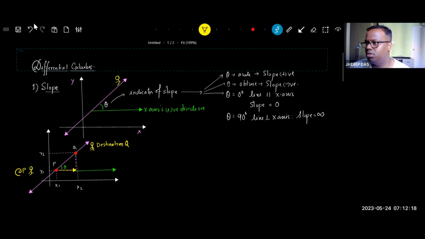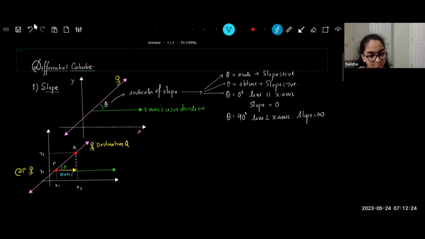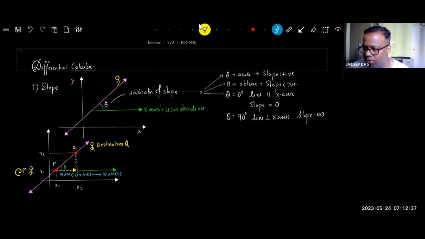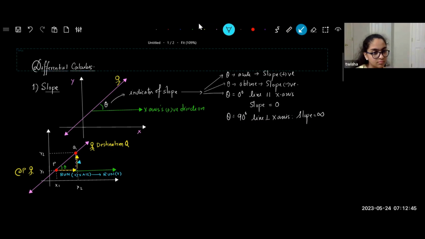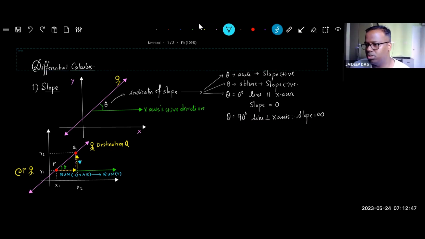So if you want to travel horizontal first, this travel is known as run. And which side are you running? You're running towards positive x. So in this particular criteria, your run is positive. And then you have to climb from here till here. And I would call this your rise. And since you're rising north, that is towards the positive y, your rise will be taken as positive here.